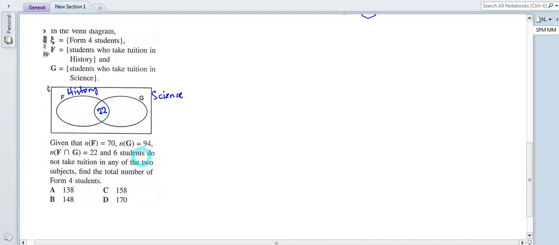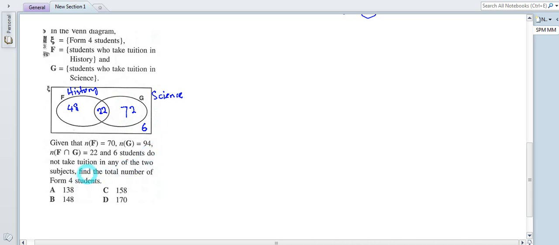And 6 students do not take tuition in any of the 2 subjects. So we have to write the 6 outside of these 2 circles. Okay, so F is 70. So you take 70 minus 22, you get 48 here. G is 94. 94 minus 22, you will get 72 here, right?